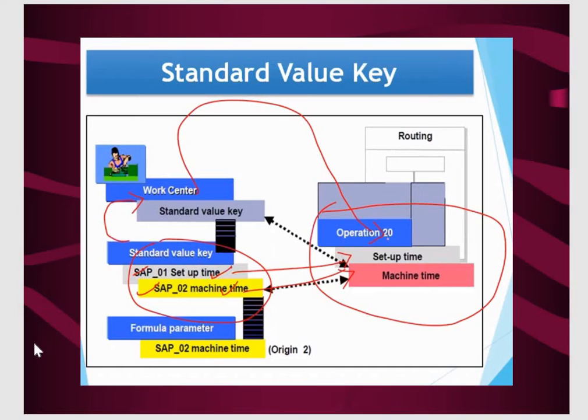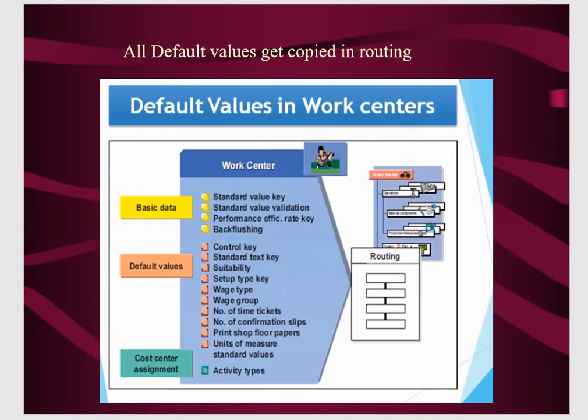That's how the standard value key is used in work centers and how it flows from work center to routing. This diagram shows it clearly. All default values get copied into routing. Default values like control key, standard text key, suitability, setup type key, wage type, wage group, number of time tickets, number of confirmation slips, print shop floor papers, unit of measure. All of this gets copied under the routing once you maintain the work center and then use it under the routing.